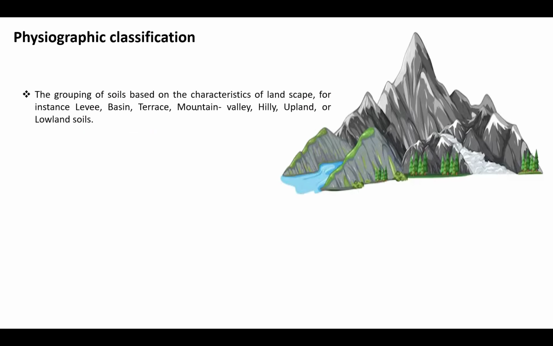Another important classification is the physiographic classification. Physiographic classification is based on topographic or relief conditions, whether the soils are in a basin, a terrain, a mountain or valley region, or a hilly upland and lowland area. The soils produced in one area are different from those in another, or in a foothill. So this physiographic classification is done based on physiographic location. This is also not that fundamentally useful for our soil science community.